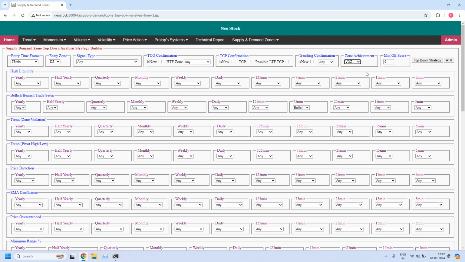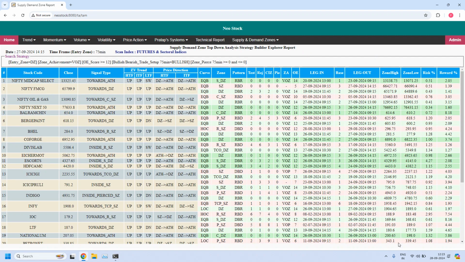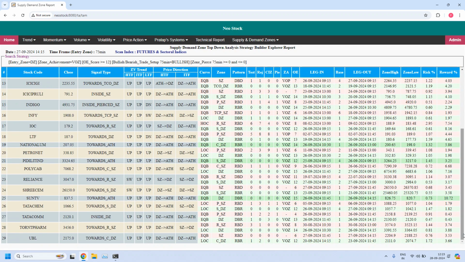Zone achievement is violated opposing zone. Minimum order enhancer score should be 12, and all the 3 filters are applied to 75 minutes demand zone. We got a good number of stocks that are supporting bullish trade setup for weekly income trade, that is entry time frame 75 minutes. I'm scrolling the list down. So 29 stocks are filtered. All these 29 stocks are currently supporting bullish trade setup for weekly income trade.